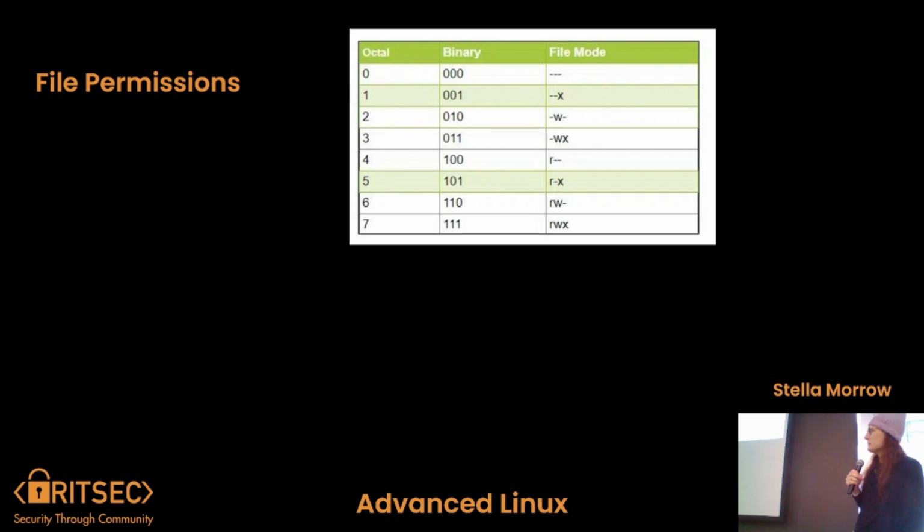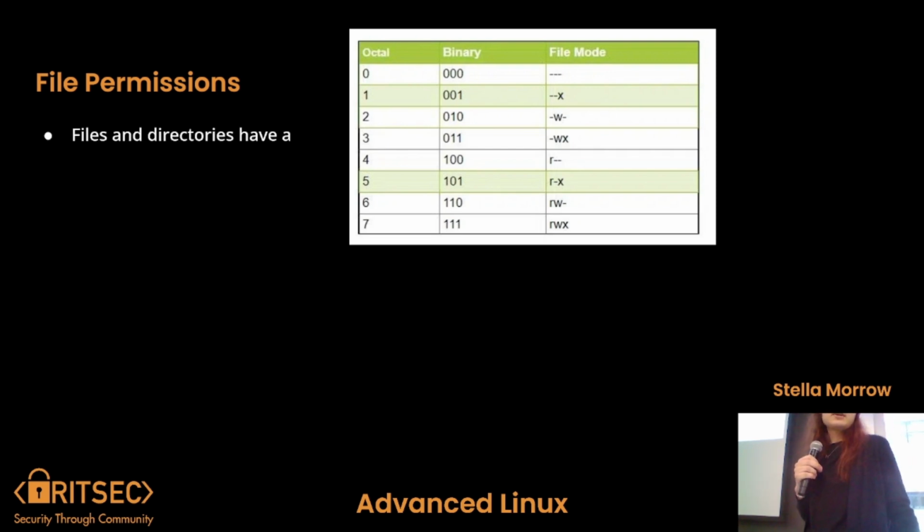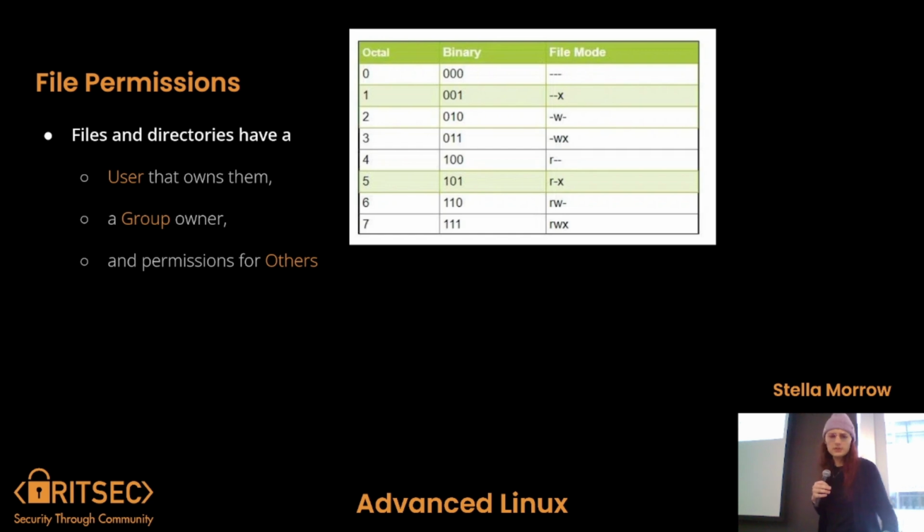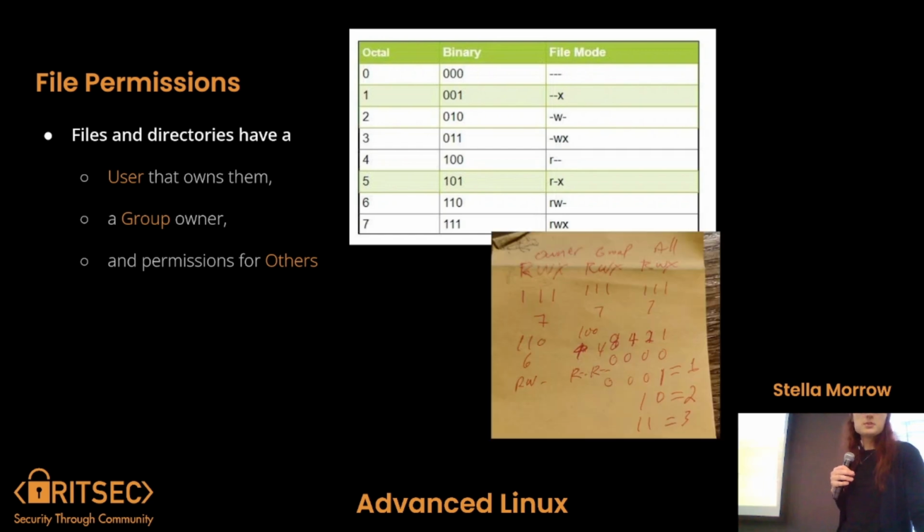They always seem really intimidating to newbies, which is, I guess, fair, but it's not that hard. Files and directories have 3 items. They have the user that owns them. They have the group owner, the group that owns them, which is usually the same as the user's group, but they can be different. And the permission for others, anyone who is not the user or the group. We're ignoring ACLs, which is access control lists, because those are confusing and not very relevant to many situations.